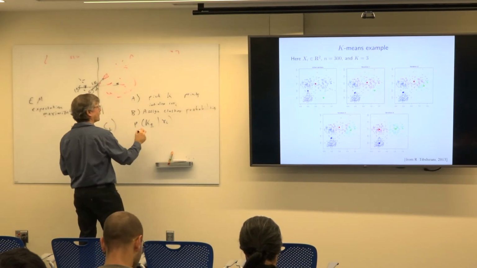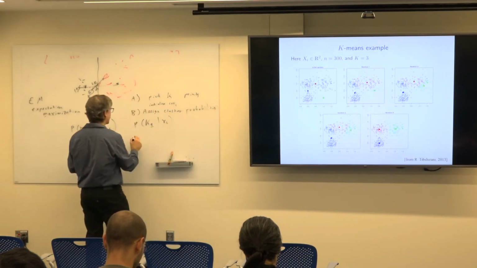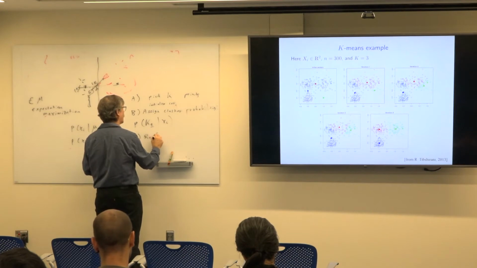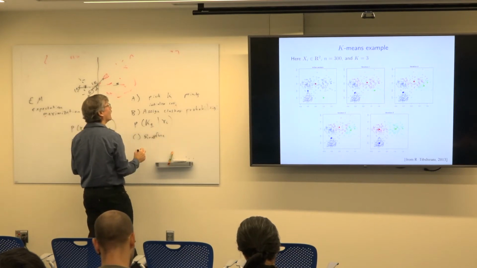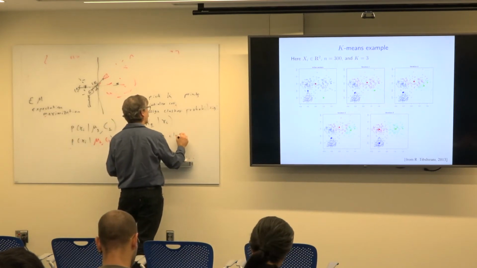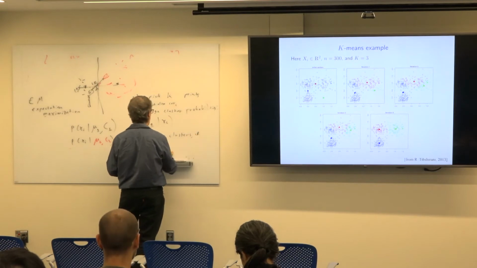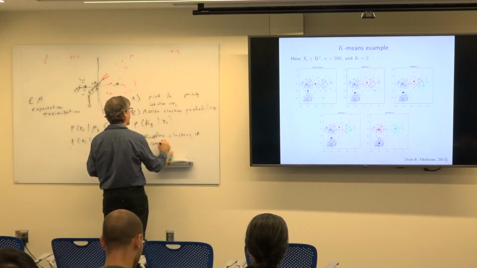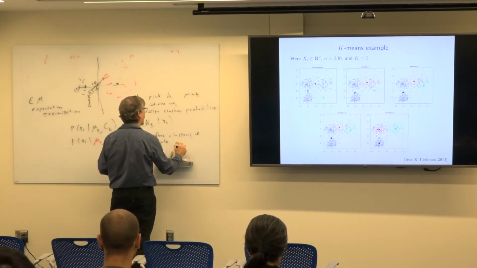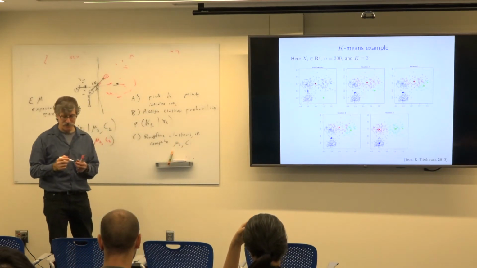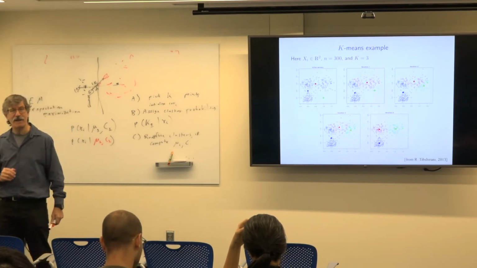Things like this. Step C, define clusters, i.e. compute mu_i and C_i for all the i's. Because the clusters are defined by, they have a mean and they have a covariance.